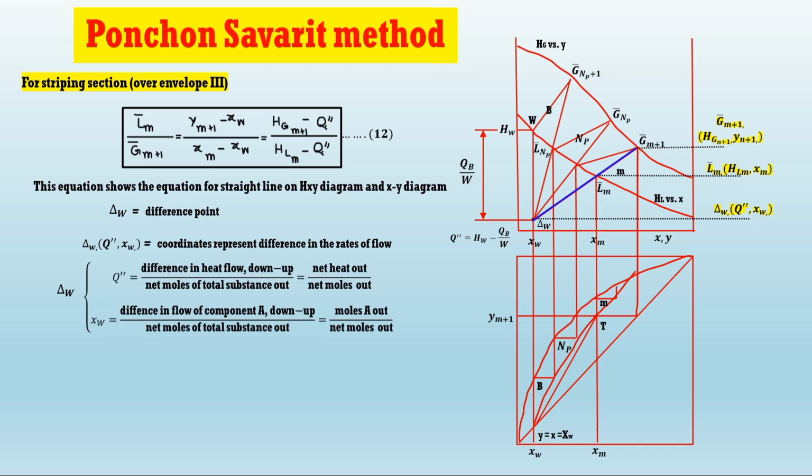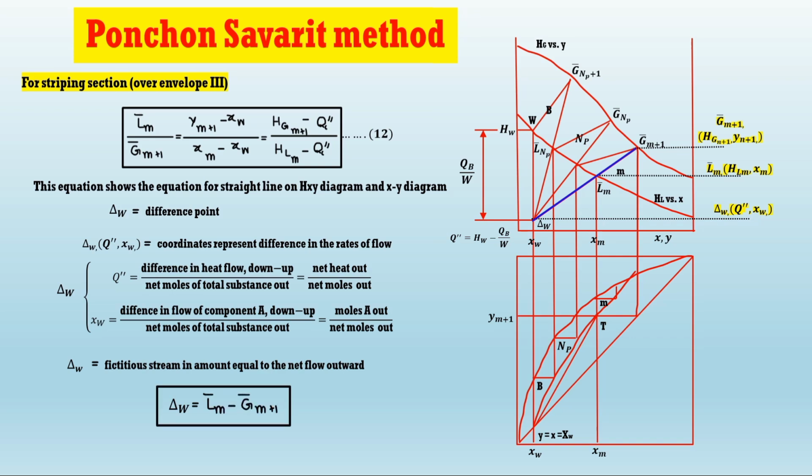And XW is equal to the difference in the flow of component A from downside to upside divided by net moles of total substance out. Or we can say that XW is equal to moles of A out divided by net moles out. But delta W is a fictitious stream in amount equal to the net flow outward, such that delta W is equal to L'm minus G'm+1.